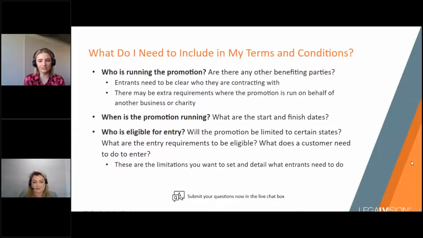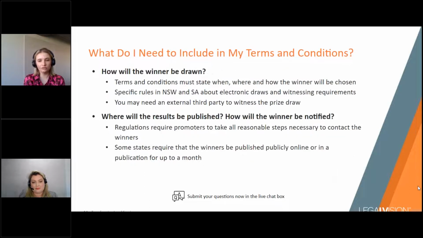These limitations you want to put on entrants need to be detailed in the terms and conditions. And also you'll need to detail what a customer needs to do to make sure they enter the promotion correctly and meet all the requirements. You'll also need to outline how a winner will be drawn. The terms and conditions will need to state when, where, and how the winner will be chosen. That is, whether you'll be using an electronic random number generator or whether you'll be using a more traditional method like a barrel draw. This really needs to be set out in the T's and C's.